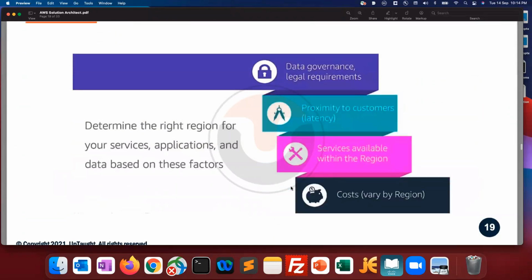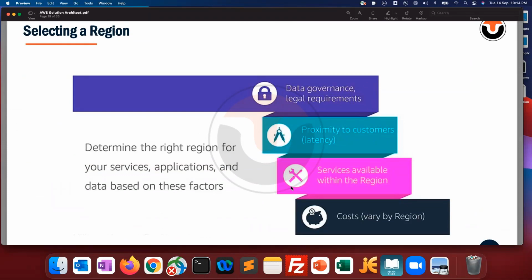So how do you determine a region? Based on data governance and legal requirements. When there is a GDPR requirement that data for the Europe region has to be stored in the Europe region only, naturally customers from Europe will pick the data center or region in the Europe location. Another attribute you can consider is proximity to the customer. For example, if you have more users in India, you may pick India as a region. But if you have your user base in the US, East Coast or West Coast, you may pick accordingly.